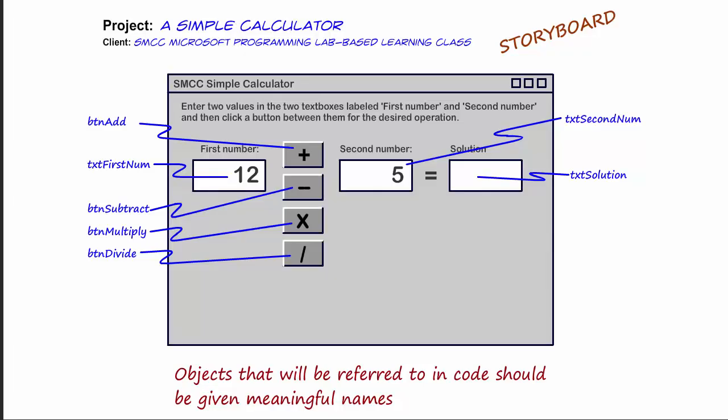In the previous video, we looked at creating storyboards as a design element in planning our projects. What I'd like to do now is take the storyboard we created earlier to do a simple calculator. We can do addition, subtraction, multiplication, and division of two numbers, and create that project so you can see the process we would go through in developing that software.